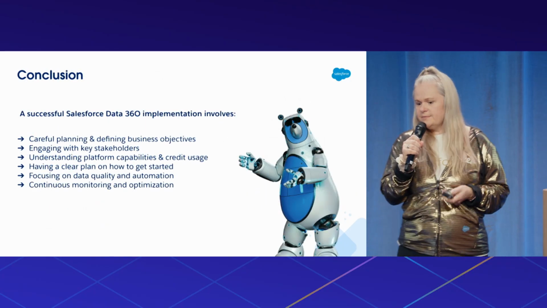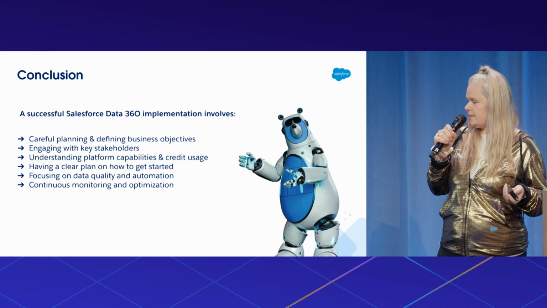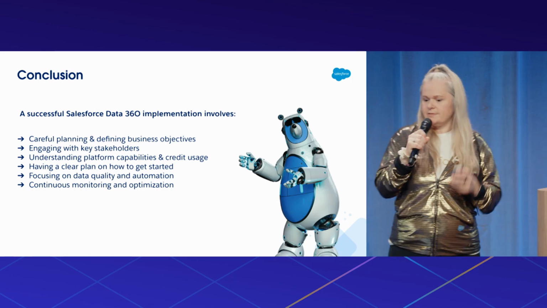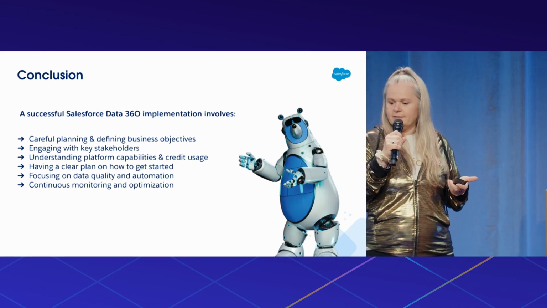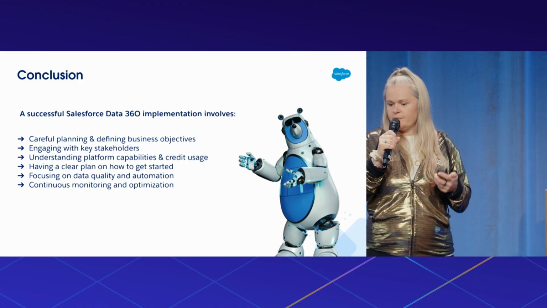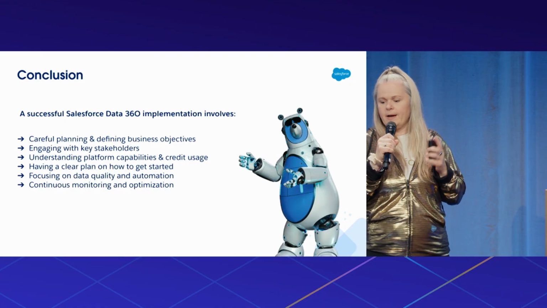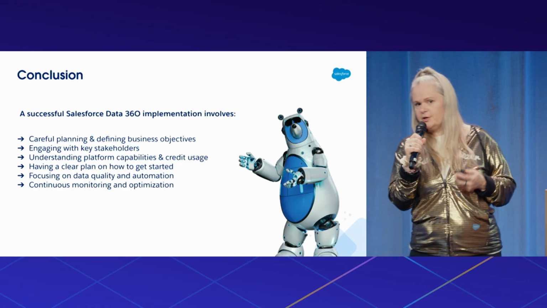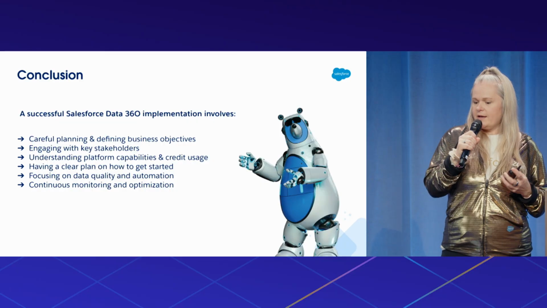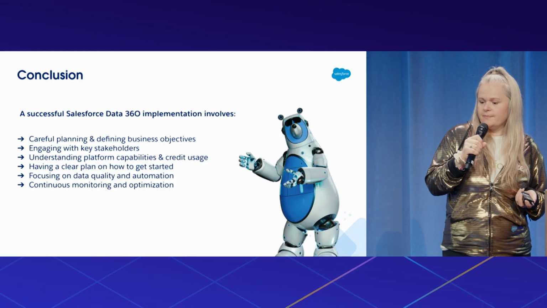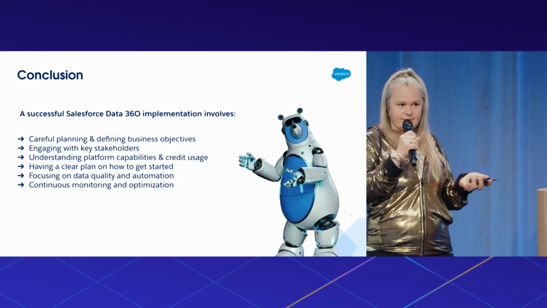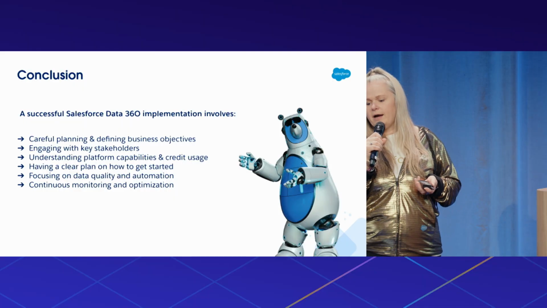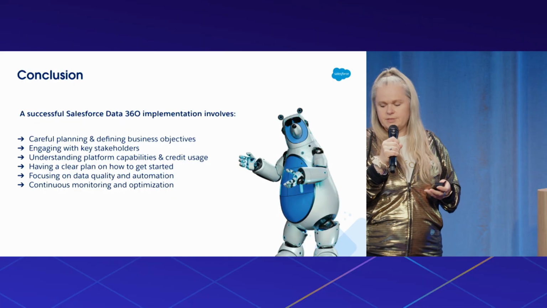So in conclusion, a successful Data 360 implementation involves some key things. Careful upfront planning and defining business objectives and working with the key stakeholders, understanding platform capabilities and your credit usage, having a clear plan on how to get started, focusing on the data quality and the types of automation you might want to use, and then your continuous monitoring and optimization.